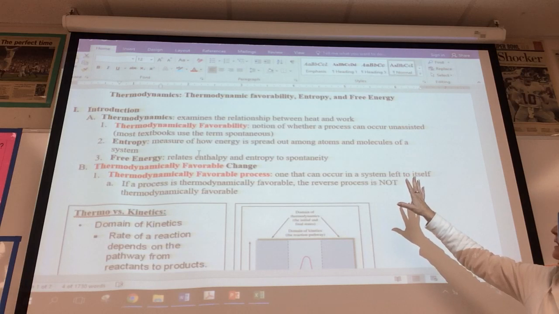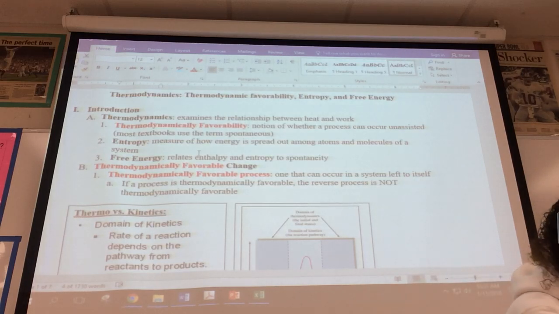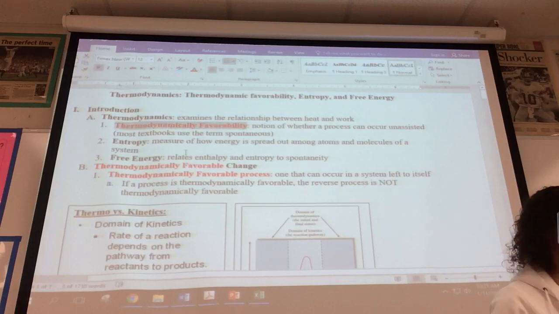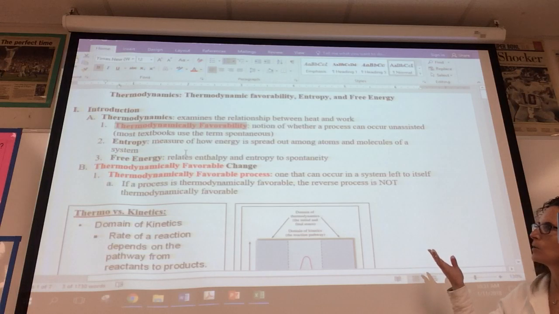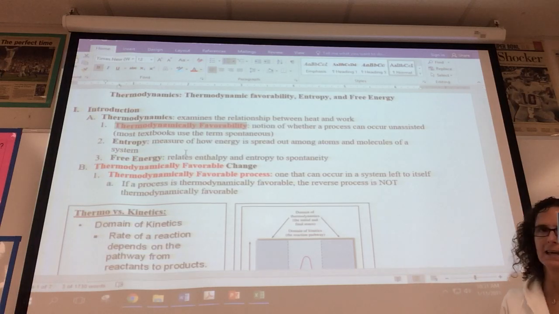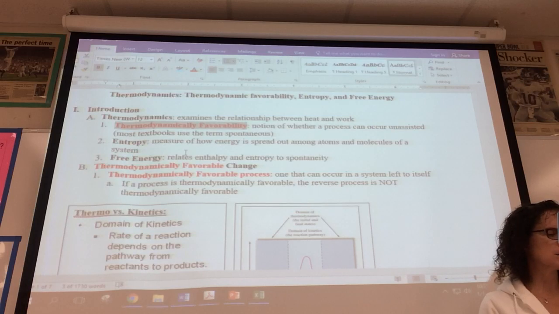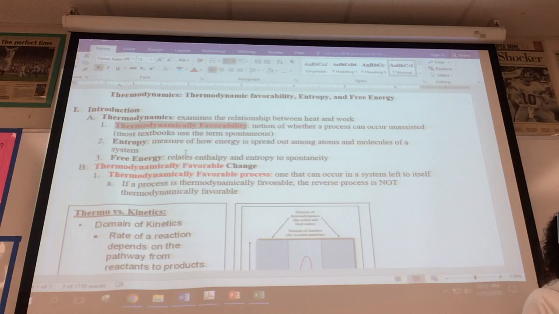Thermodynamics looks at the relationship between heat and work, and that's what we're going to do here. When a reaction occurs without any assistance, we say that it's thermodynamically favorable or spontaneous. To determine if a reaction is thermodynamically favorable, we're going to examine both the enthalpy and the entropy. Entropy is a measure of disorder in a system, and disorder is a good thing in chemistry, even though it's a disaster in some of your rooms at home.